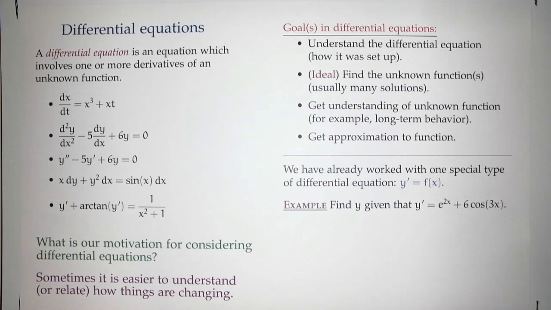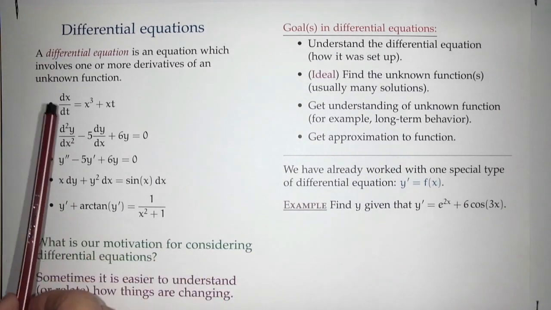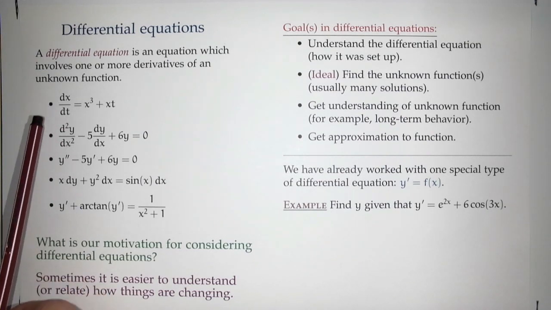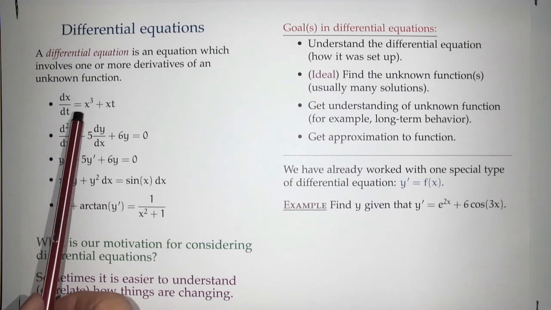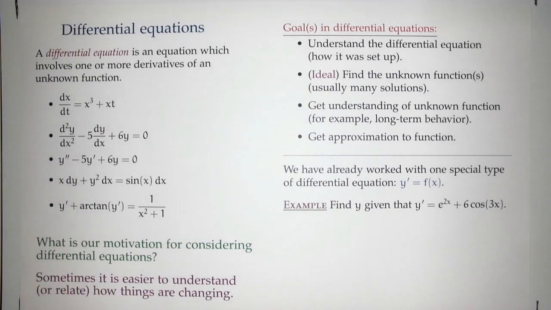Now, sometimes you'll see a derivative written as dx/dt. So here this says there's some function x, which is a function of t. And when you take its derivative, it's the original function cubed plus x times t. Now, that's a perfectly fine differential equation. Here's one that involves the second derivative. The second derivative of y with respect to x minus 5 times the first derivative of y with respect to x plus 6 times the original function y equals 0. On this next line, y double prime minus 5y prime plus 6y equals 0.